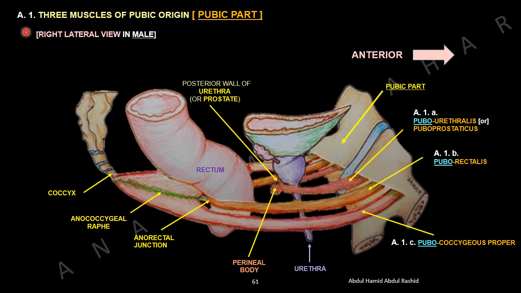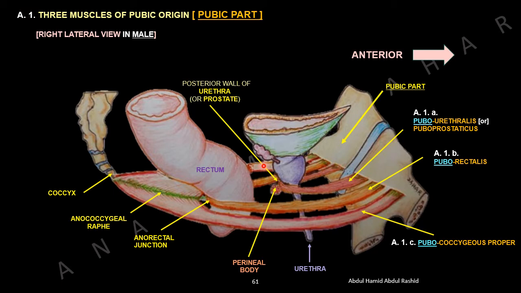Three muscles of pubic origin, coming from the pubic part. This diagram is a right lateral view in male. Let's see the structures first. This is anterior. This is the pubic part of the hip bone. This is the posterior surface of the pubic part. This is the symphysis pubis. This one is the urinary bladder, prostate and urethra. This is the perineal body. This is the rectum and anal canal. This is the anorectal junction. This is the coccyx, and this is the anococcygeal raphe.